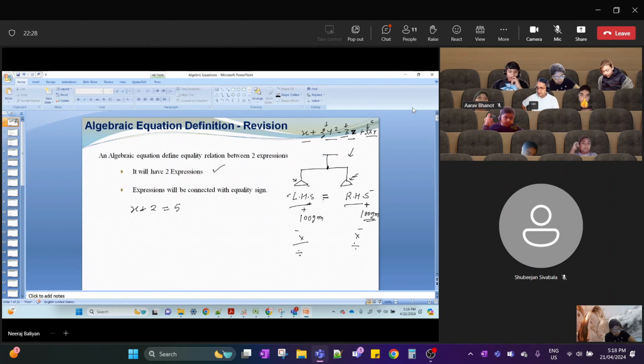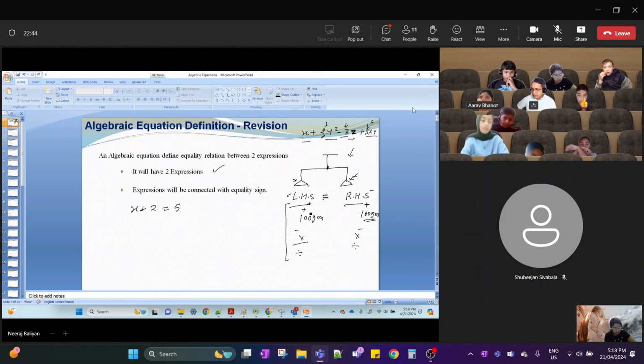Arav, do you have any doubt in whatever we discussed so far? No. So you are clear about left hand side, right hand side, and I discussed 4 operations here: addition, subtraction, multiplication, and division. Yeah, I see.